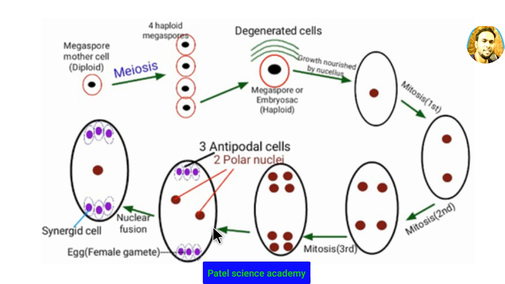Now the arrangement of this structure: 3 towards the chalazal end called antipodal cells, 3 towards the micropyle end, out of which the one located at center is called female gamete, that is egg. And beside this egg, two synergid cells, and 2 are located at the center as 2 polar nuclei. So this is the arrangement of the embryo sac, and likewise there is a production of this structure from this megaspore mother cell.